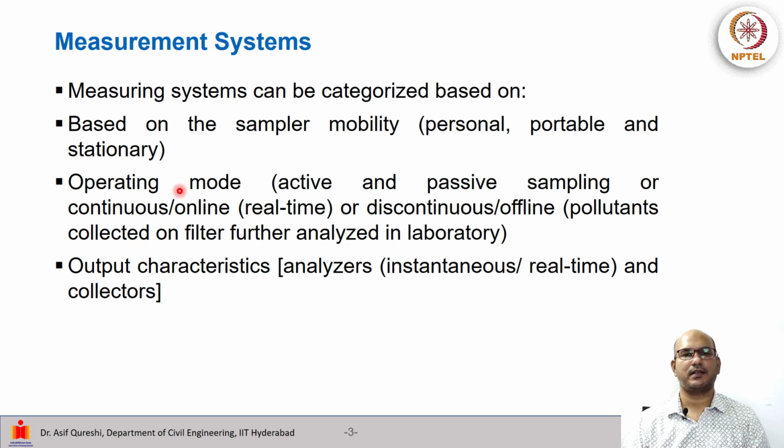And there can be different operation modes. For example, active sampling or passive sampling, or continuous or online, basically meaning real-time sampling, or discontinuous or offline sampling, in which pollutants will be collected on filter or some other means and then be analyzed in the lab. The output characteristics would be like, for analyzers there would be instantaneous, otherwise we will have collectors and then they will be analyzed in the lab.